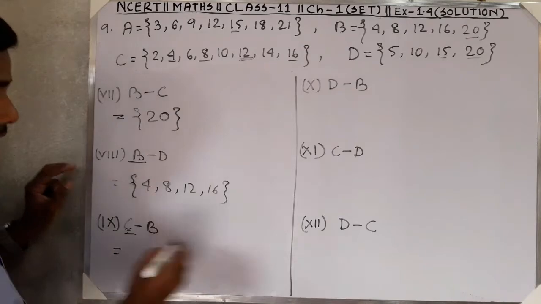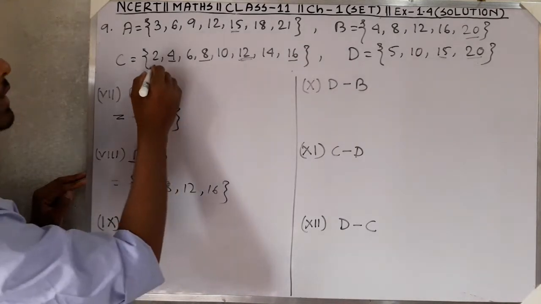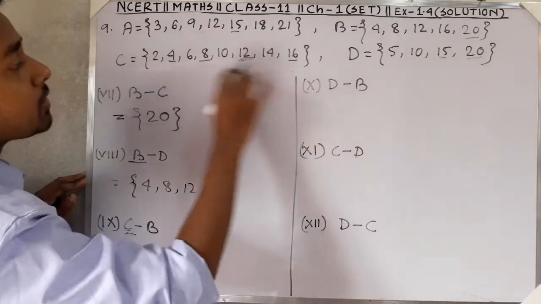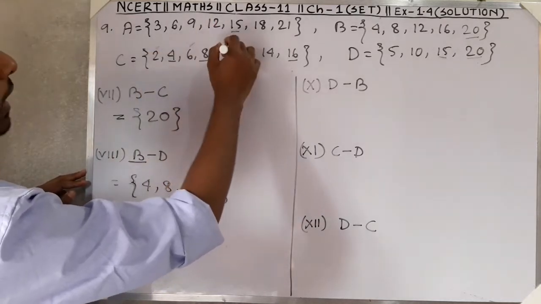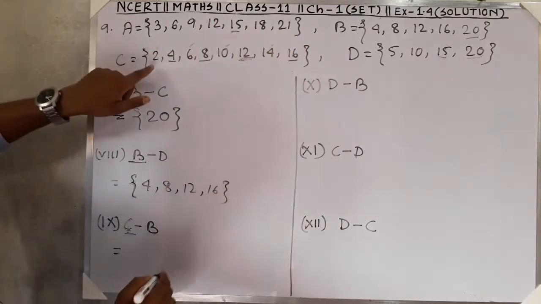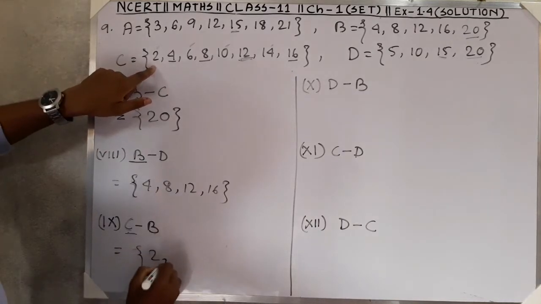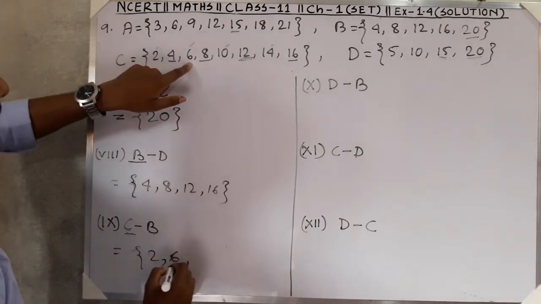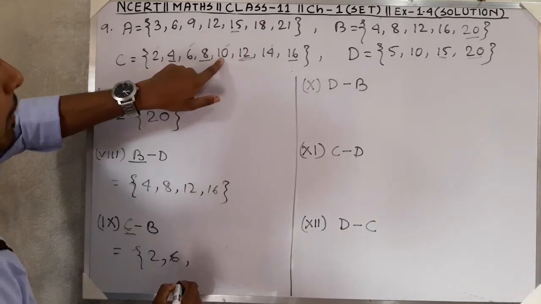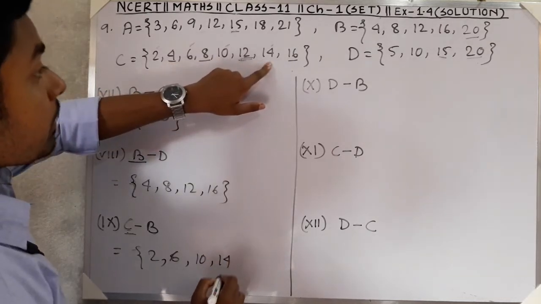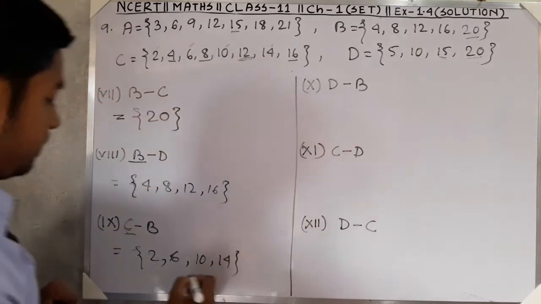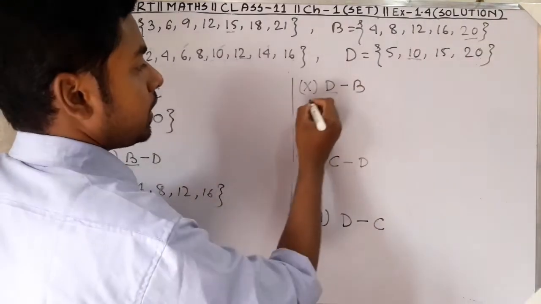So now we have to take C minus B. That means all the elements of C except the common elements. So what are the elements left after having common? So 2, 6, okay, 10, 14 and 16 also there. This is the answer. Now question number 10.